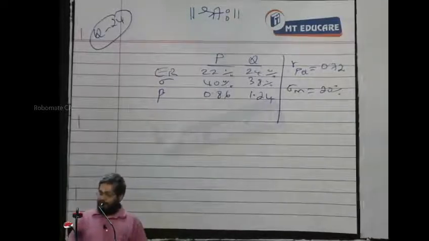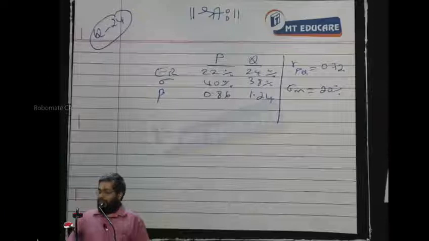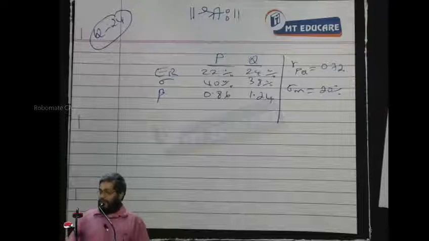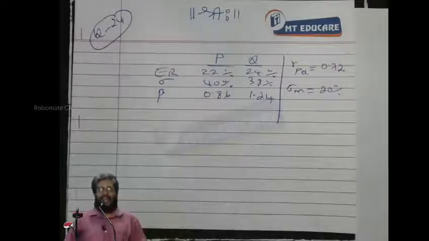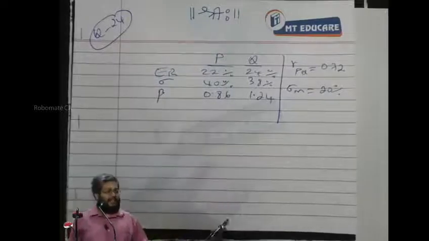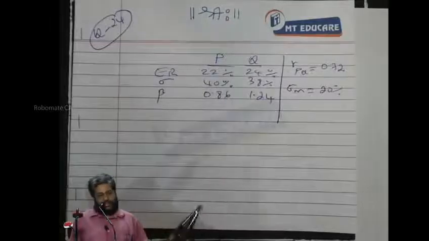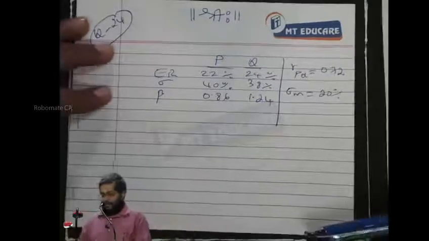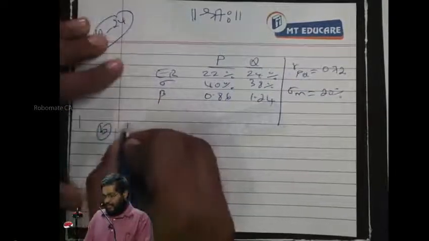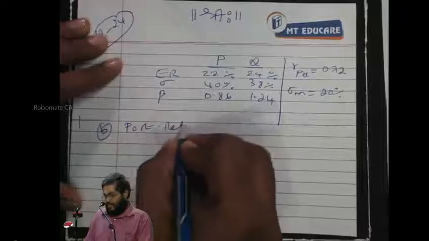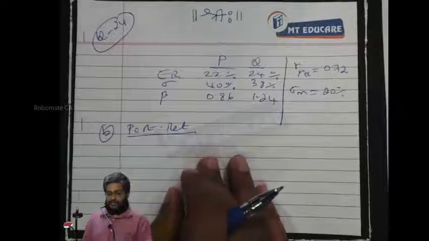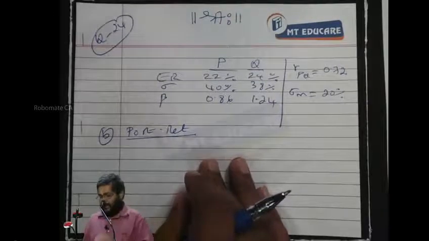Next, part B. What is part B? If you invest 30% in Q and 70% in P, what is the expected rate of return on the portfolio, and the standard deviation? Now, write down part B. What is the expected return of a portfolio? Weighted average return. Write down part B, portfolio return. Can we start? Tell me.